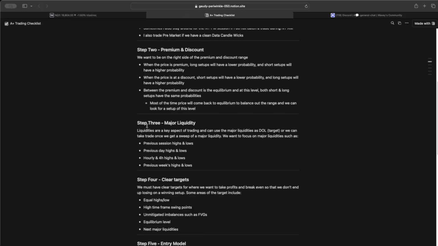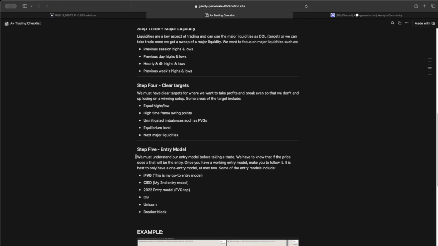Yeah, and then step 3 is to make sure that we understand our major liquidities, because liquidities are a key aspect of trading. We can use major liquidities as a drawn liquidity, a target, or we can use that as a liquidity sweep, right? So we can wait for that to sweep and then take a setup off that. Some examples of major liquidity include previous session highs and lows, previous day's highs and lows, hourly highs and lows, 4-hour highs and lows, and previous week highs and lows, and so on and so forth.